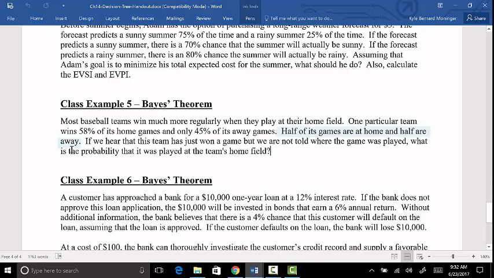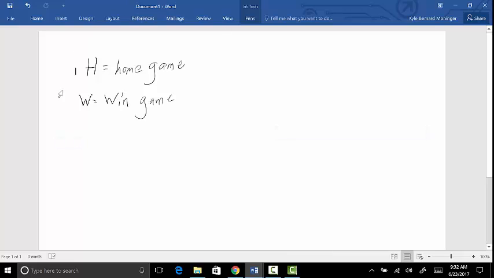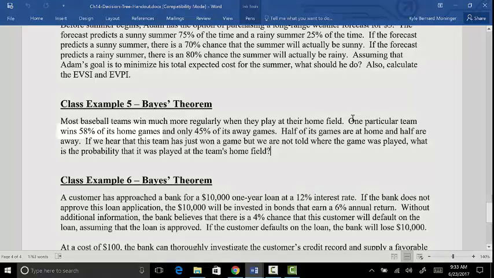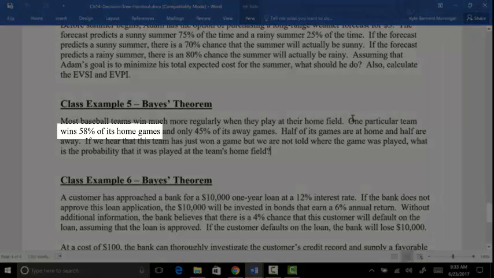I'm going to start here at this sentence. Half its games are played at home, half are away. Means probability of a home game is 0.5, and probability of H complement, the horizontal bar above the letter, means not that event, so not at home would be away, is also 0.5. One particular team wins 58% of its home games.